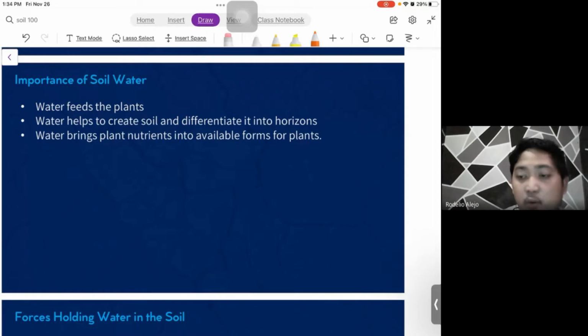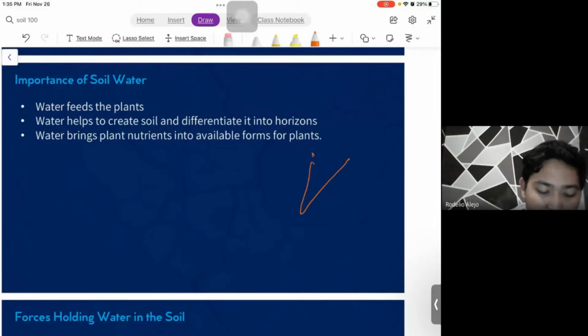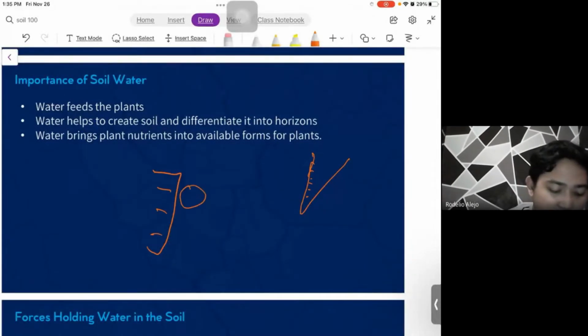So one of the most important contributions of soil water in plant nutrition is the dissolution of nutrients. So for example, ito yung roots natin. Roots have, for example, negative charges. Ito yung soil natin, negative charge din yung soil natin. For example, may nutrients diyan na nakadikit, which is calcium, for example, calcium 2+.